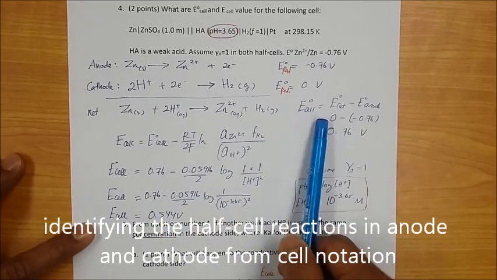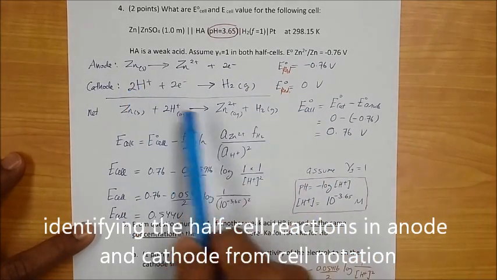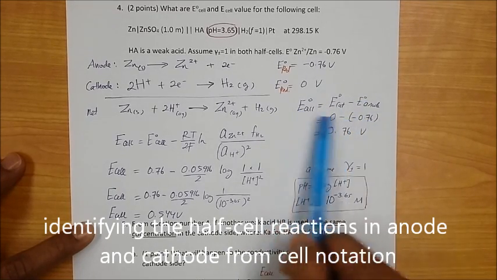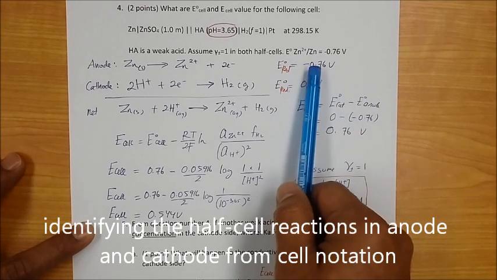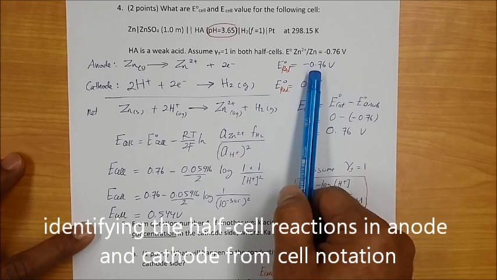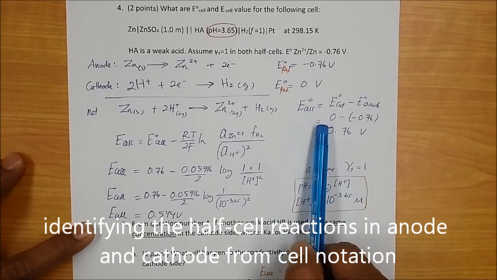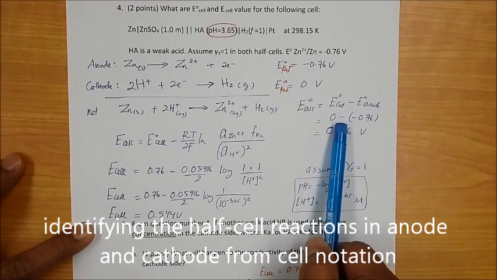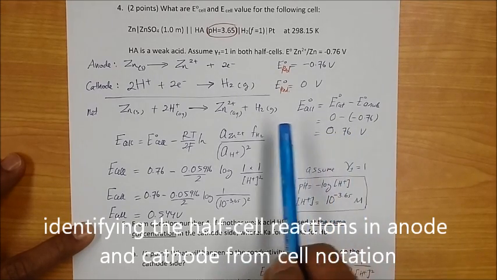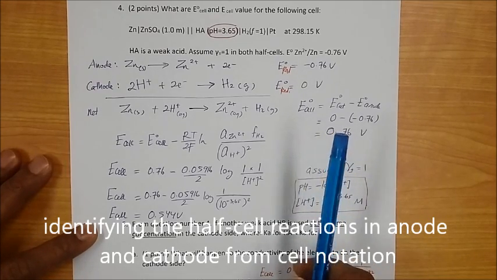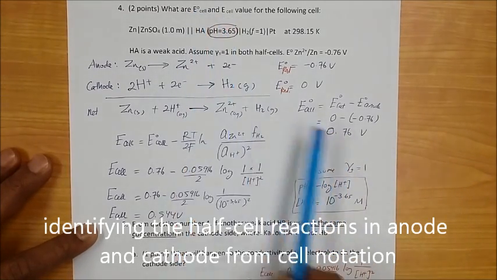So the E naught cell of this electrochemical cell is E naught cathode minus the E naught anode, right? I'm using this formula, which means I'm not reversing any value. I'm taking the value as it is from the standard reduction table. So the E naught of the cell will be equal to 0, the cathode is the hydrogen half cell, minus minus 0.76. So this will be positive 0.76. All right. So once you know the E naught of the cell, because the questions here are what is the E naught and what is the E cell. So you have the E naught, great.